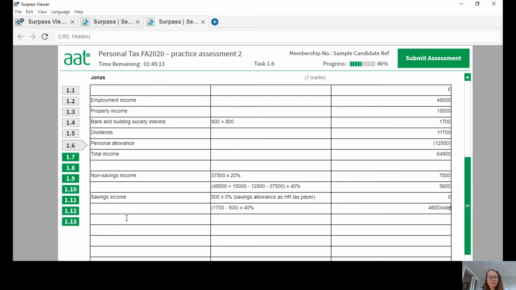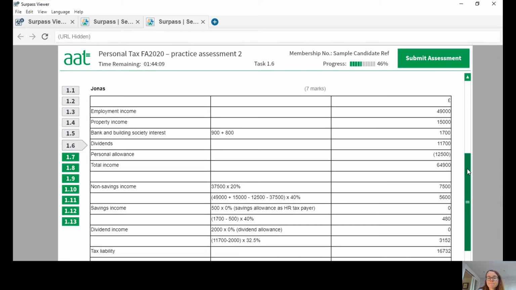So 480, and then dividend income. So the first 2,000 will be at 0%. Tell them why we've done that. Which means, what's our total dividend figure? 11,700 minus 2,000. This is going to be at the higher rate for dividends, which we know is 32.5%. We can always check it in the tax tables if we can't remember. So what's that come to? 9,700 times 0.325 is 3,152.5. So rounding down, 3,152. Right, add up all the numbers, 16,732. And I could label that tax liability.